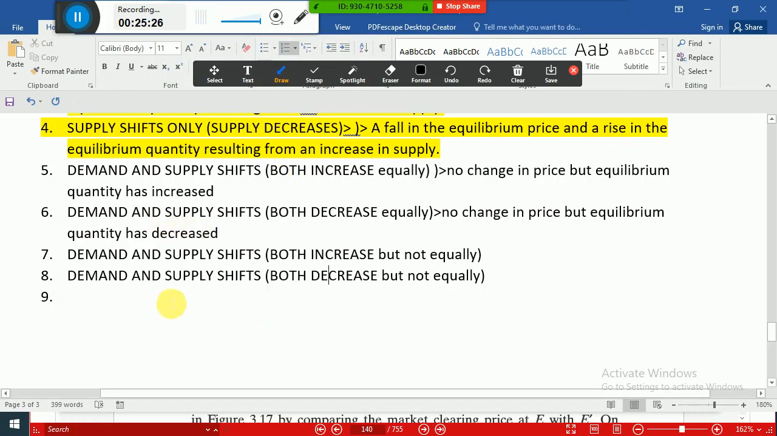Similarly, we can analyze another possibility: demand increases but supply decreases. Then we can consider another case where supply increases and demand decreases. These can be different possibilities.